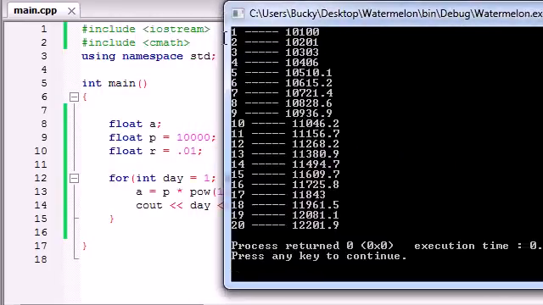So let's go ahead and run it, and you'll see what I'm talking about whenever I run it. So here is the day to the left, 1 through 20. We start off, and at the end of the first day, if we invest $10,000 at 1%, we earn $100 at the end of that first day. At the end of the 9th day, we almost earned $11,000.